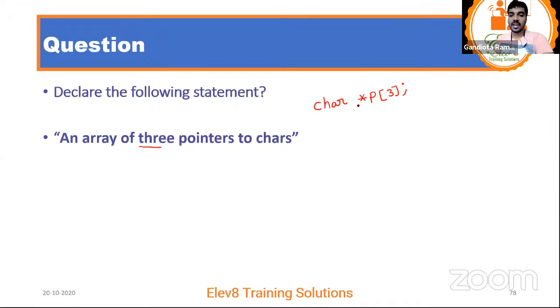Seema, an array of 3 pointers to characters. Look, remember how to read it. When we say int a, read it as: a is an integer. a, b, c are integers, you should say. a, b, c are integers. Okay?